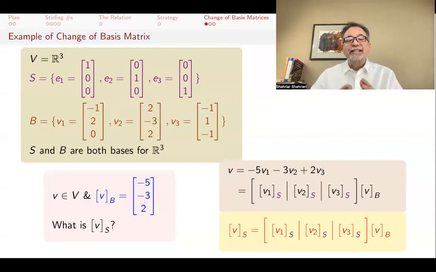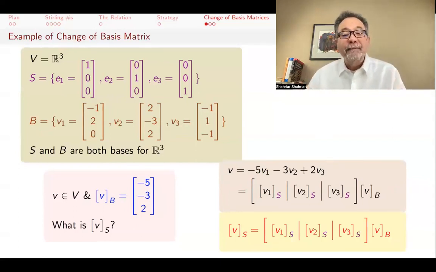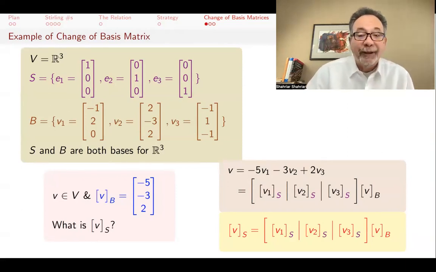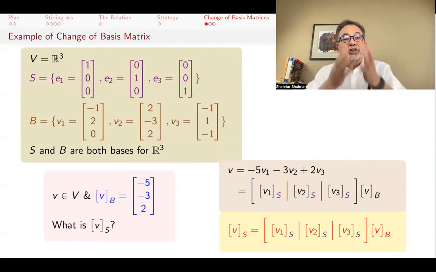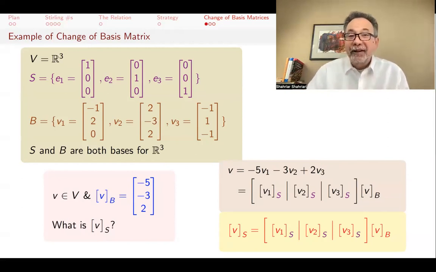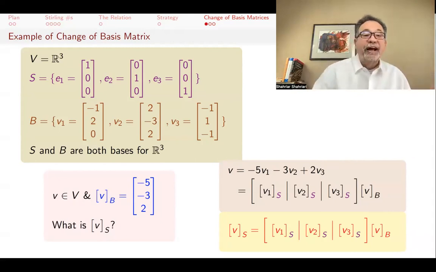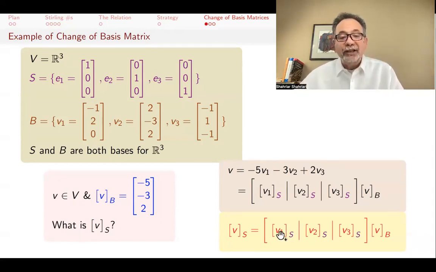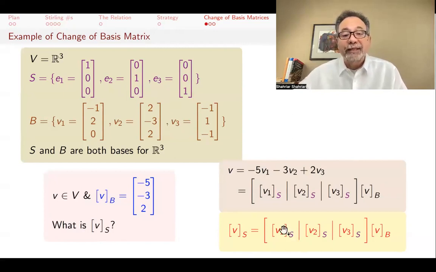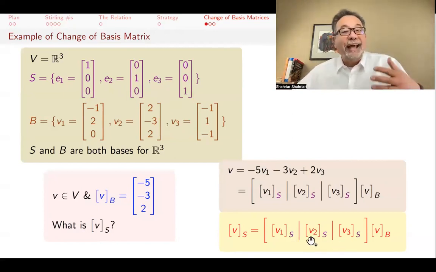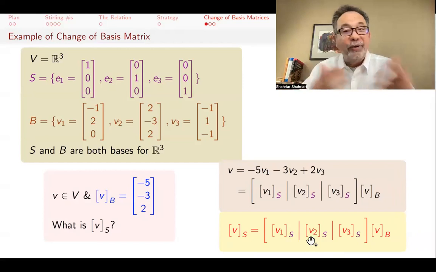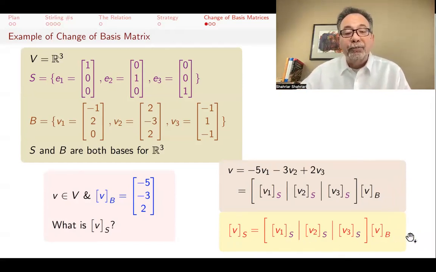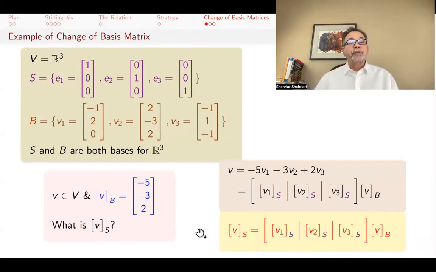So at the end of the day, this is what I'm getting. I found myself a matrix that when I multiply by the coordinates of V with respect to B, it gives me the coordinates of V with respect to S. What is that matrix? Its columns are the coordinates of the new basis, the B basis, V1, V2, and V3, in terms of the standard basis. So you take your new basis, you write them in terms of the old basis, and make a matrix out of it. And then that matrix always, no matter what vector you give it, if you give the coordinates with respect to the new basis, by multiplying, you get the coordinates of that vector with respect to the standard basis.